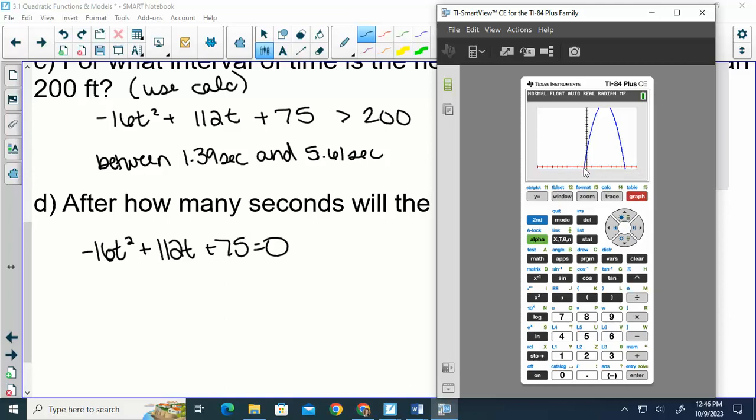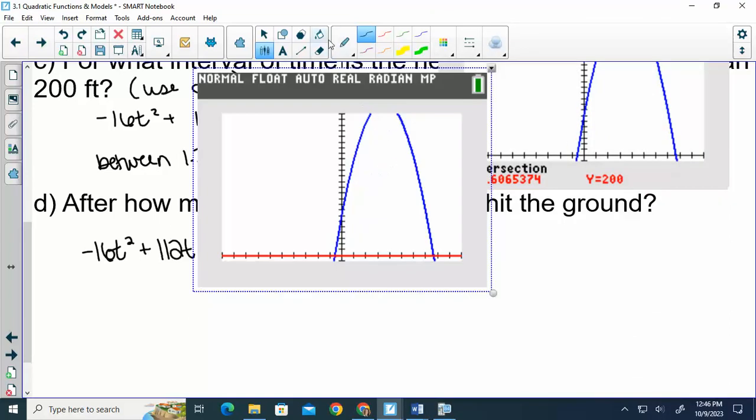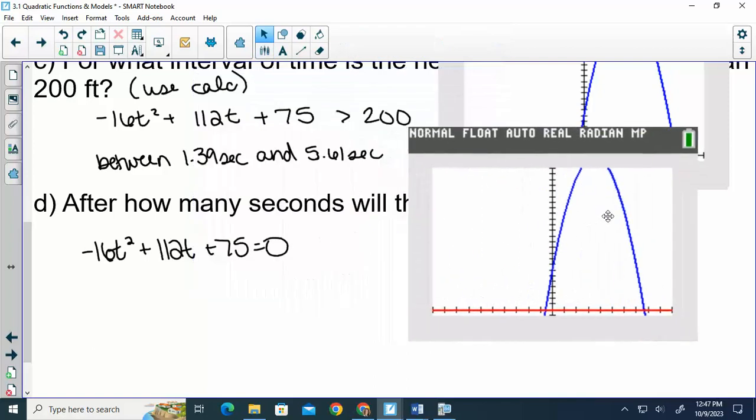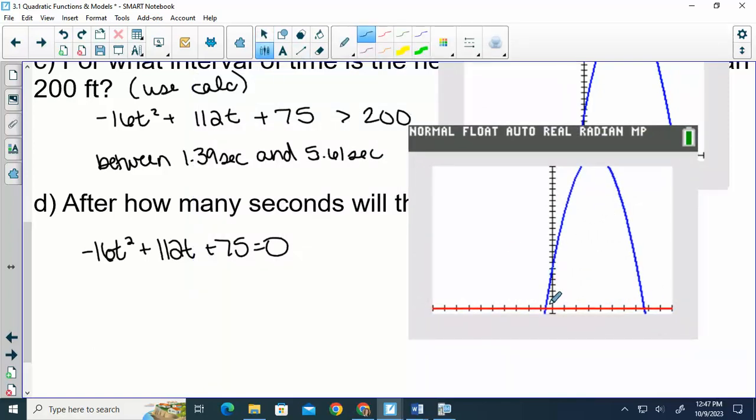Do I need both of those? No, because they are my times. And you can see this one would be a negative time, which isn't possible. And the reason being, we didn't start on the ground. We started up at this height, threw our ball up, and then it came back down. So we are looking for this point over here.